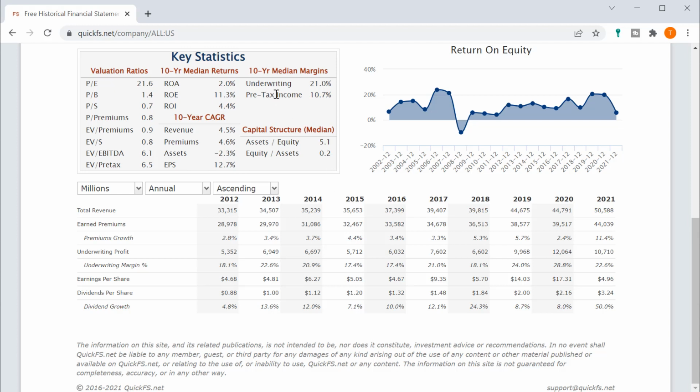The median margins on underwriting and pre-tax income give us some idea of their underwriting piece here. So revenue is not really as important as premiums. Premiums is what matters here, and so you can see the premiums growing from 28 billion to 44 billion. Again, this is a huge company in 2021, so they don't really even double, and that's that 4.6% rate. So it's a pretty slow growth industry, slow growth company here.